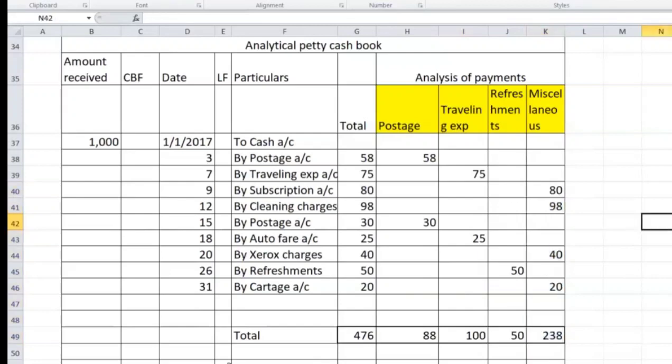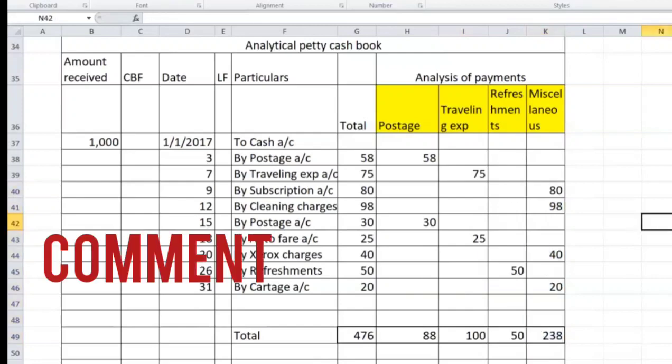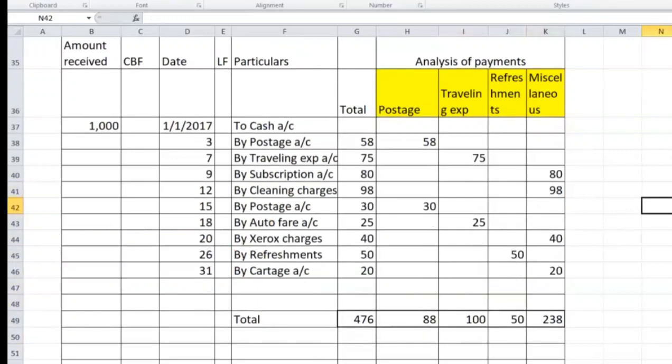Now debit transactions are there, credit side transactions are there. Let us do the balancing. Debit side is more, right? Debit you have 1000, credit you have 476. So debit is more. Write down 1000 on both sides. Find out the balance. How will you find out the balance? 1000 minus 476. How much will you get? 524. We call it balance carried down, 524.